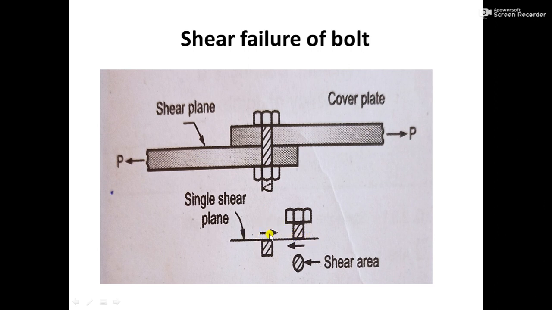This is the shear. See the directions of arrows. One arrow is going in one direction, another arrow is going in the other direction. These arrows carry the same amount of load, so that a tangential plane is developed and the bolts fail. Such type of failure is known as single shear failure plane.